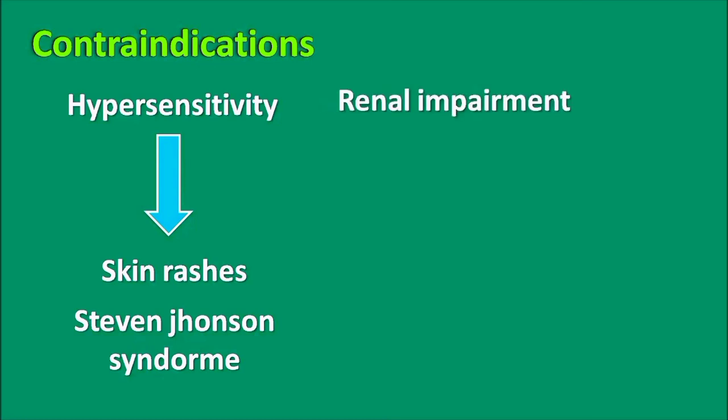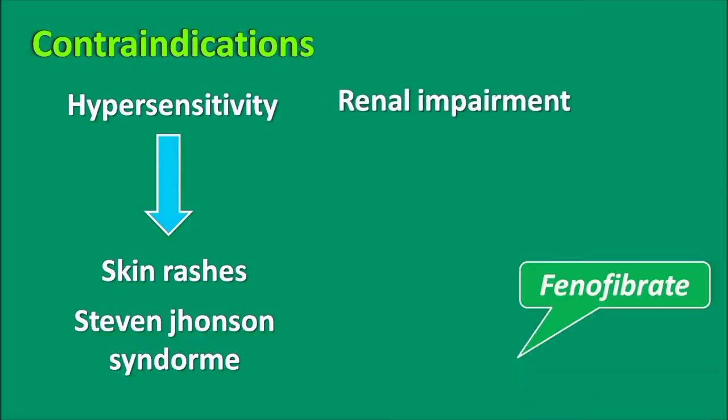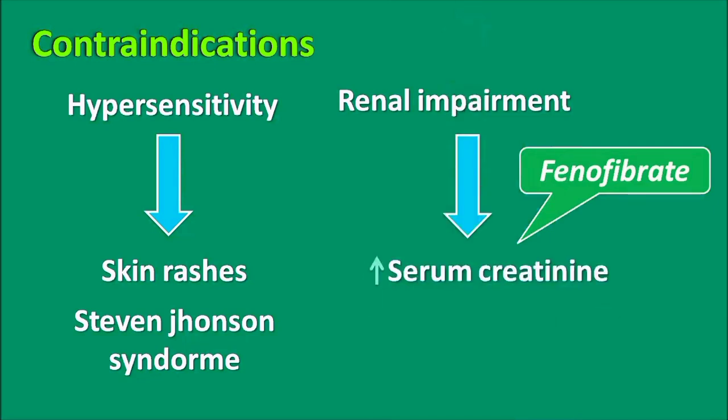And the second contraindication is renal impairment. Already we have seen that Fenofibrate can increase the serum creatinine levels. So during renal impairment, there is an increased chance of raised serum creatinine levels due to reduced glomerular filtration rate. So Fenofibrate is contraindicated in patients who have renal impairment.